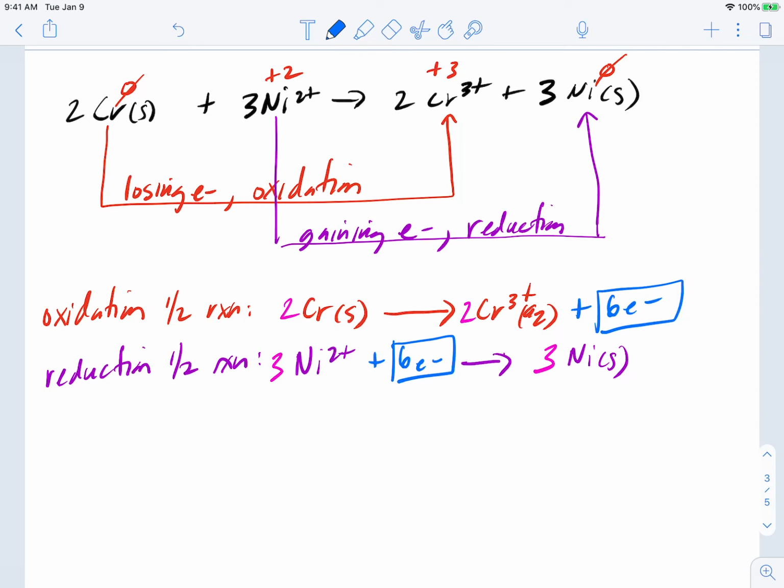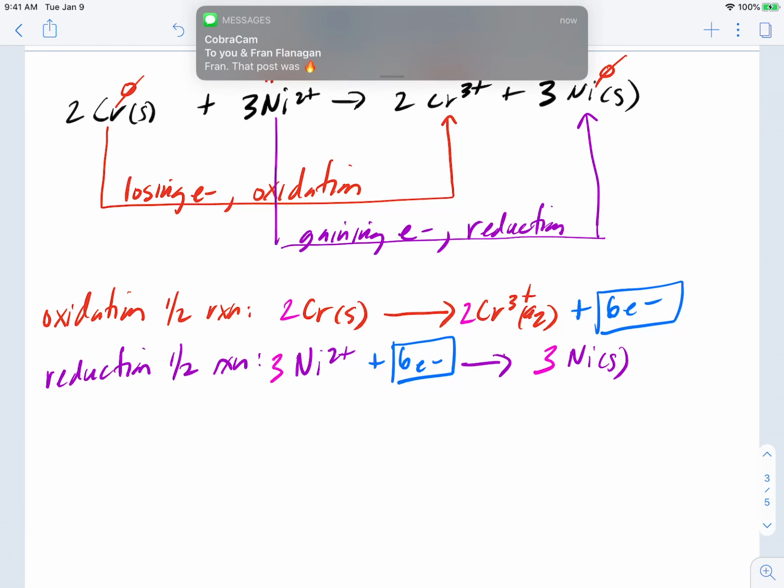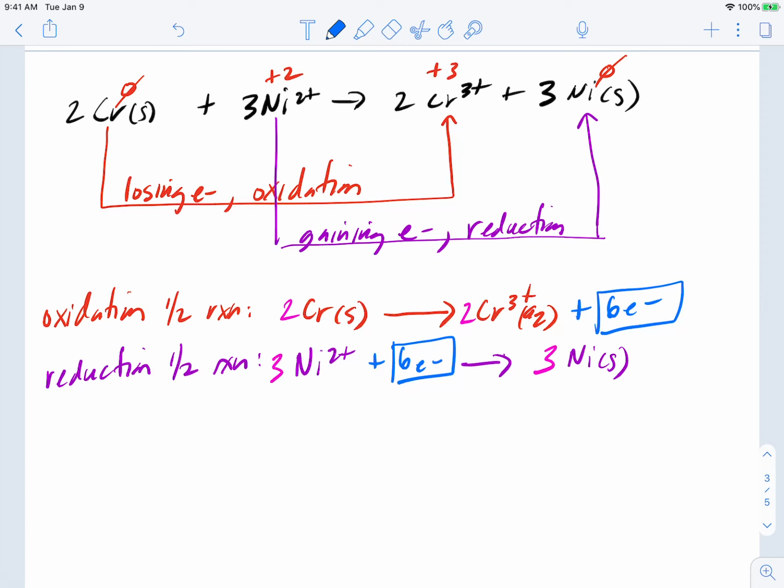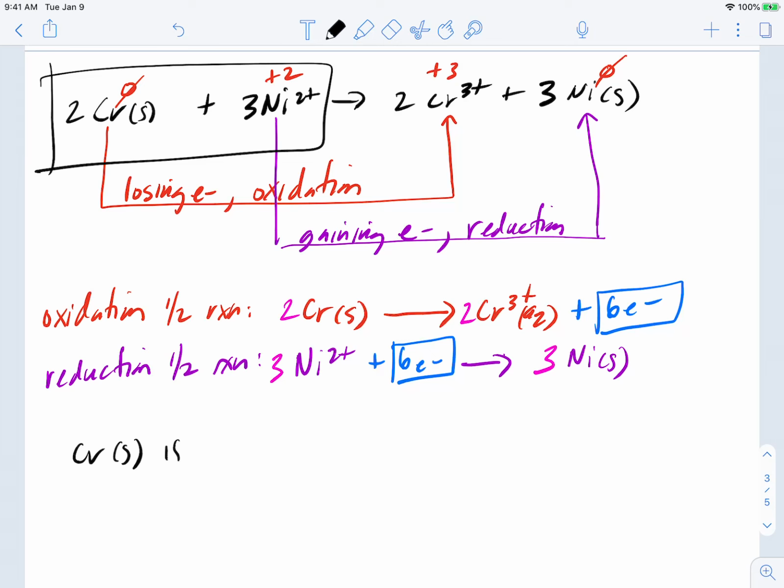The other thing we can do to describe this reaction, besides making half reactions where we've shown electrons, is to say what's being oxidized and what's being reduced. We always talk about just the reactants. So we can say that Cr solid is being oxidized, and that nickel 2+ aqueous is being reduced.